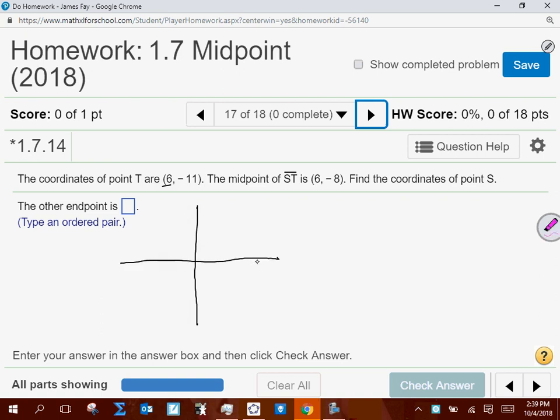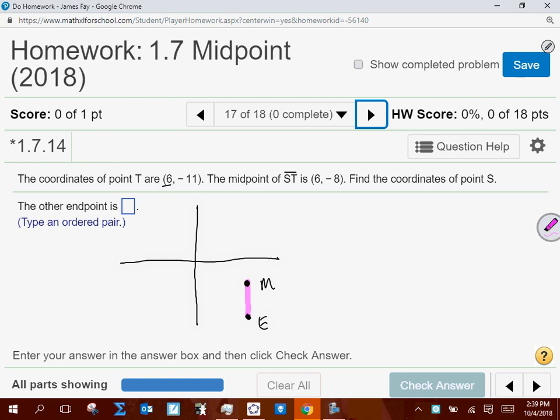6, -11 might be down here. 6, -8 might be right there, correct? Those are the endpoints of that segment. Does that make sense to everybody? Okay. Sorry, I messed that up. This is the endpoint. This is a midpoint.